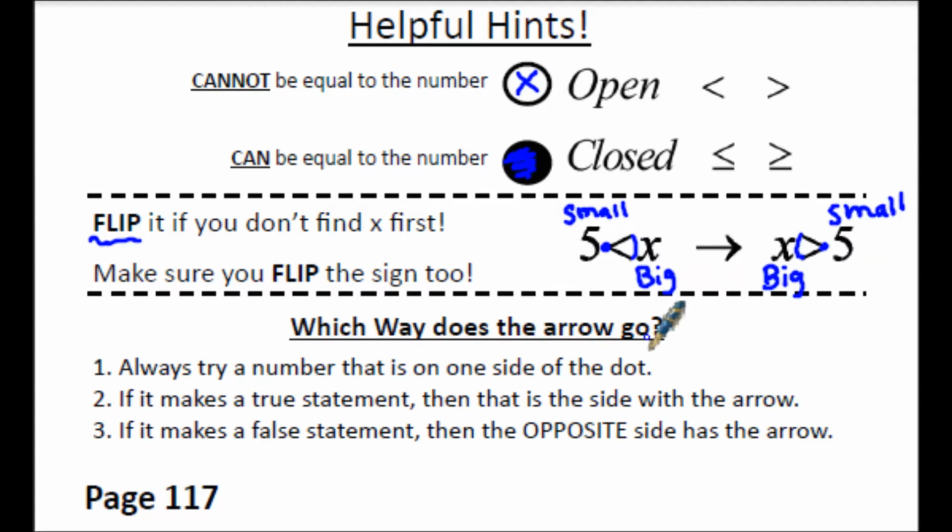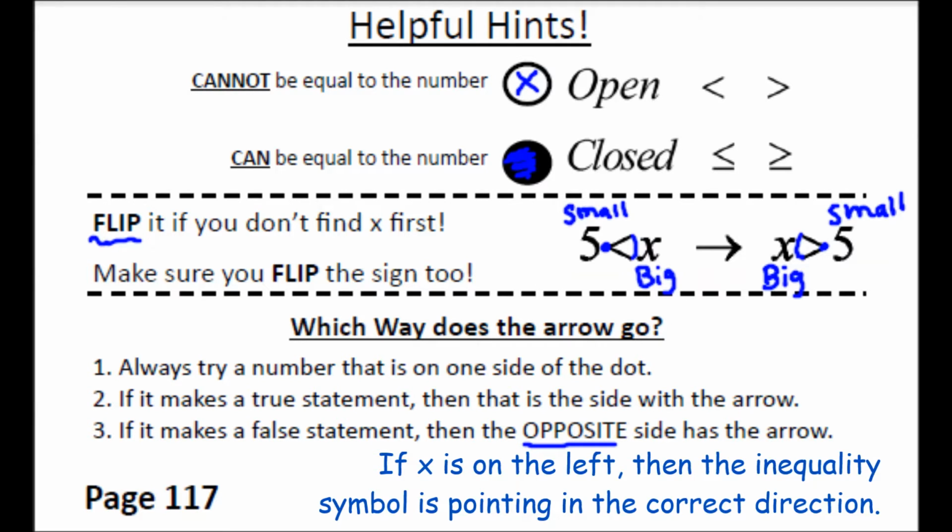Which way does the arrow go? You can always try a number that is on one side of the dot, put it into the inequality, and see if it works. If it does work and it makes a true statement, then that is the side with the arrow. If it does not work or it makes a false statement, then the opposite side is going to have the arrow. So if a number to the left works, it'll go to the left. If it does not work on the left side, the arrow will turn to the right, and vice versa. If x is on the left of the inequality, then the inequality symbol is already pointing in the correct direction.